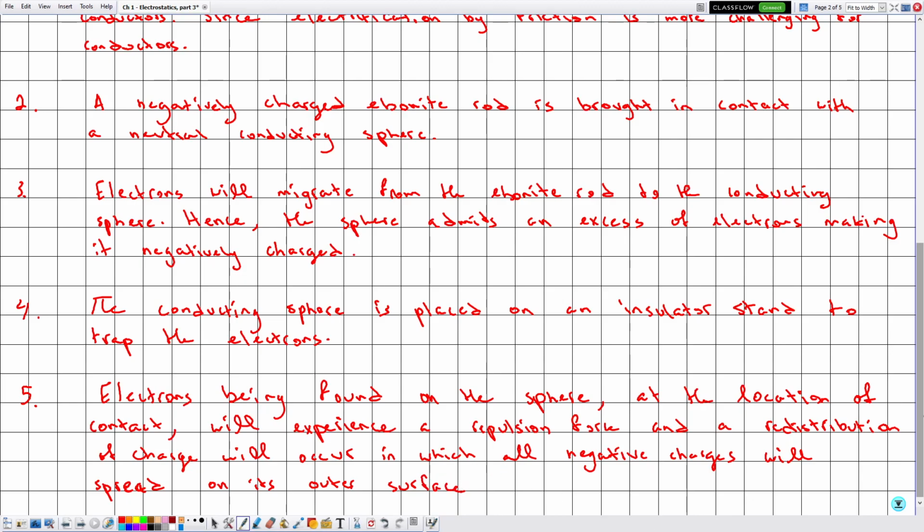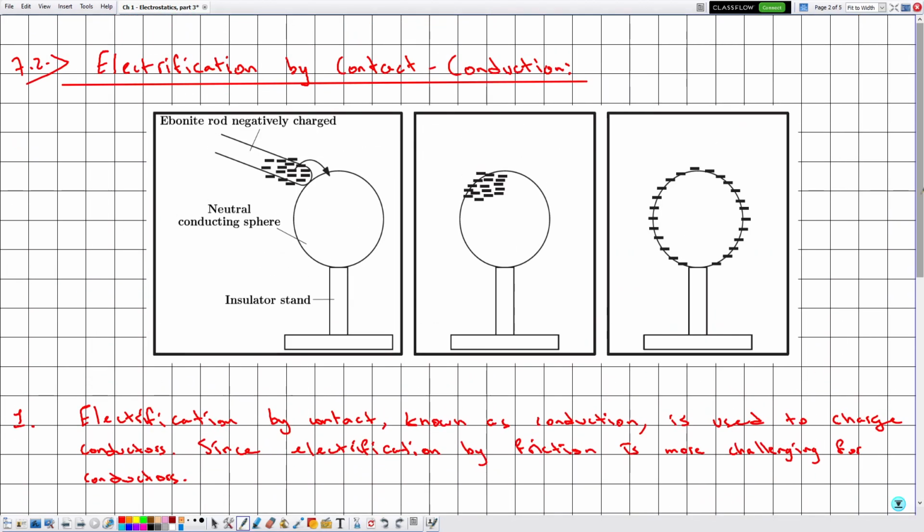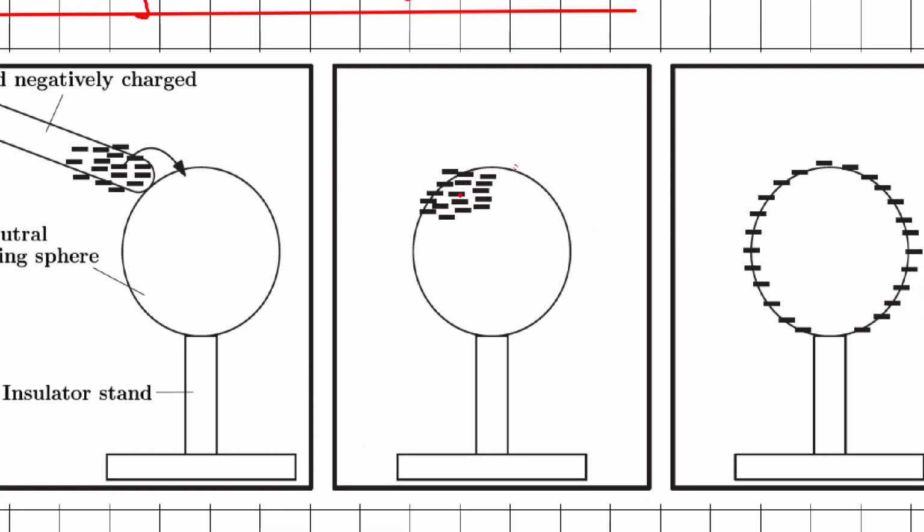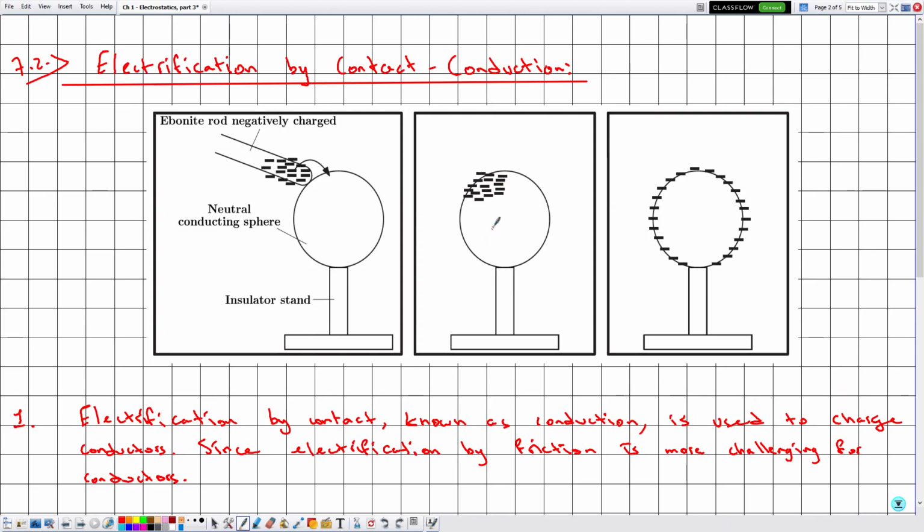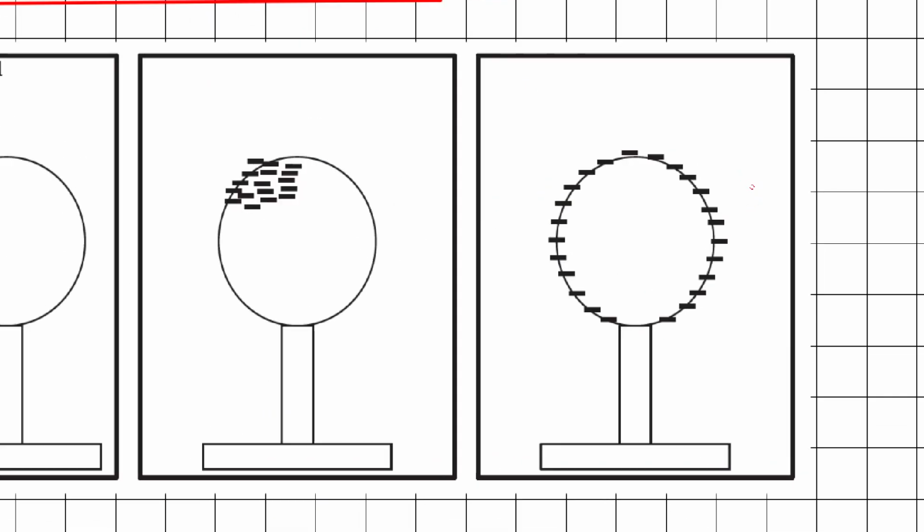Exactly what I'm saying is that when the electrons are being ejected on the sphere, since they are all negatively charged, they will repel each other. This is the repulsion force that I've mentioned, and a redistribution of charge will occur. Because this is a conductor, they will move easily on the surface of the sphere. No electrons will be found at the center. All of them will be found on its outer surface, and they will be distributed in this way.